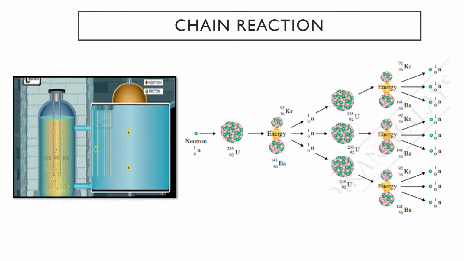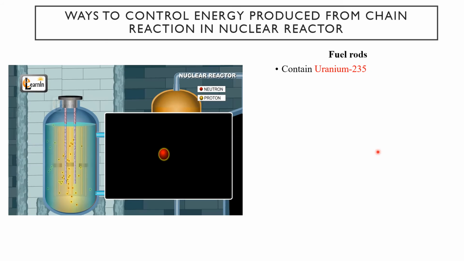And this continuous reaction needs to be controlled so that it does not produce an excess number of neutrons. So how can we control the energy produced during the chain reaction? Don't worry, I will explain it to you. As mentioned before, the fuel rods which contain the uranium-235 are normally immersed in water, and that water actually acts as a moderator inside the nuclear reactor.